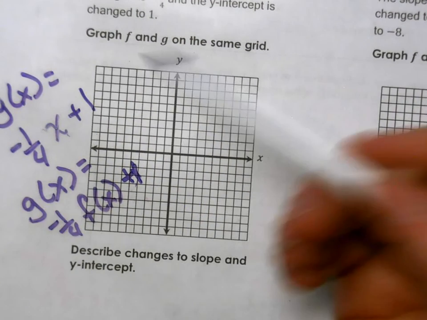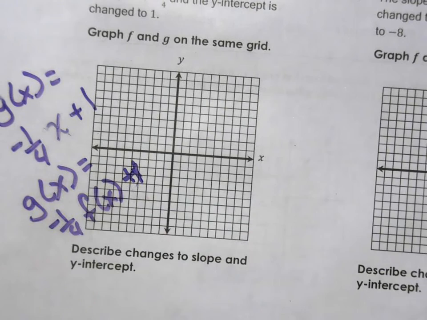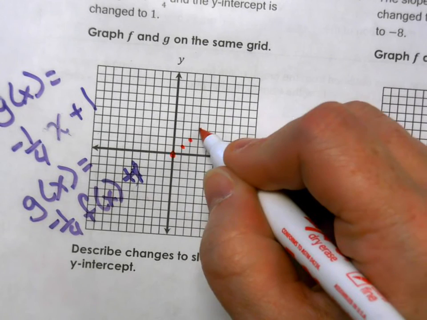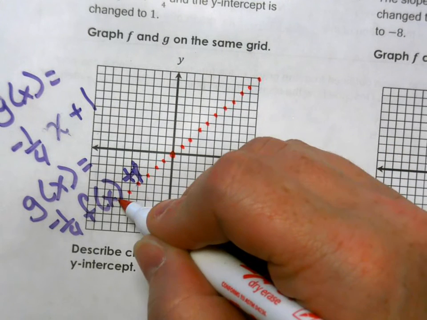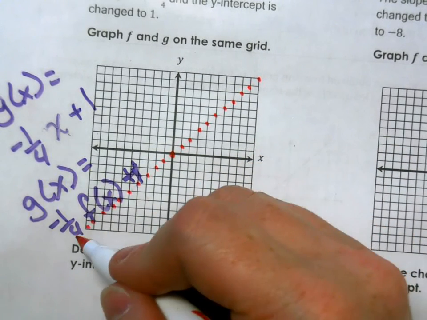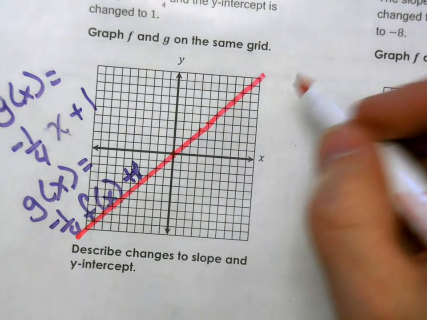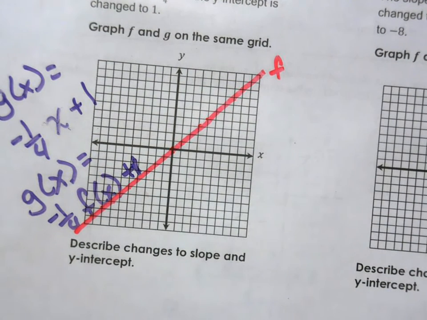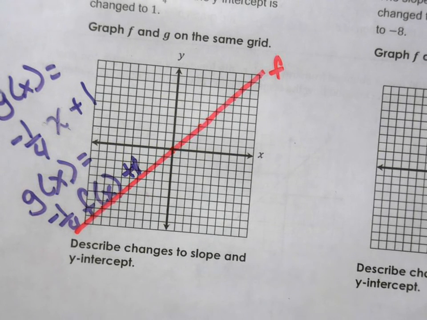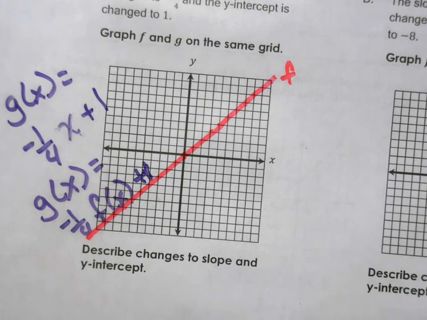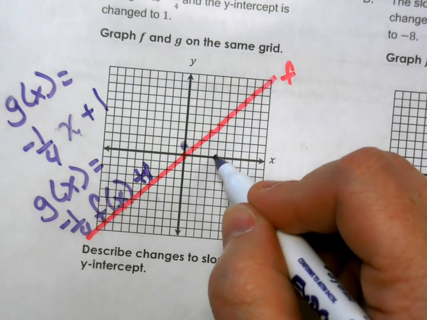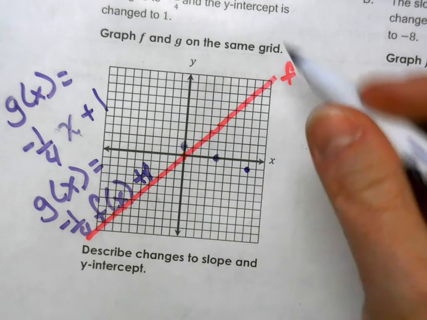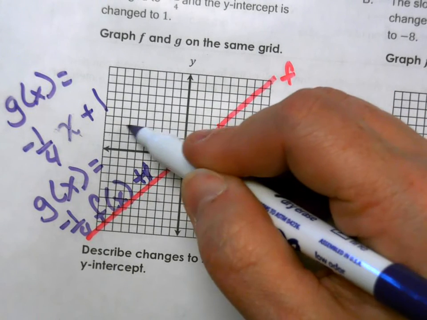It says to graph both of them. So you should know by now what the original one looks like, straight through the origin, up 1/1, diagonal. That's my original one. And where's my new one going to be? Up 1. And then the slope is down 1/4. Down 1/4. Up 1, back 4 if you need to go the other direction.